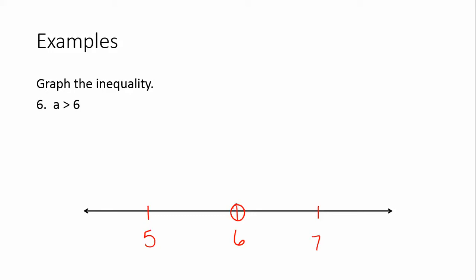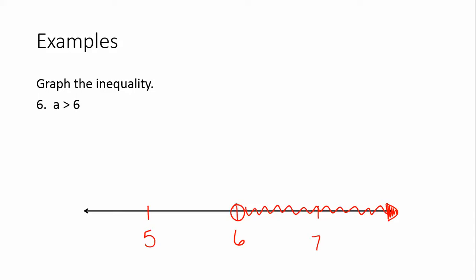The last part is the shading on the graph. Because we're talking about all of the numbers, a, that are greater than 6, we want to shade in this direction. We want to shade where the numbers are that we're talking about. And again, it's all the numbers that are greater than 6.